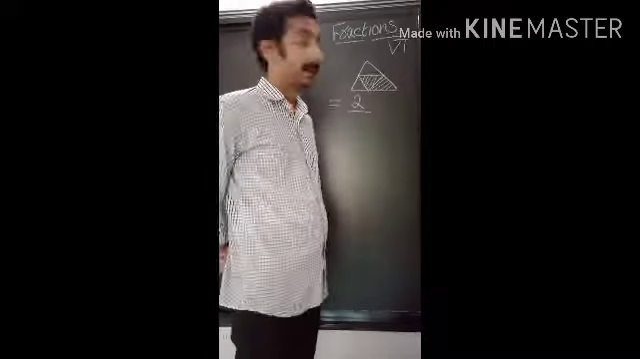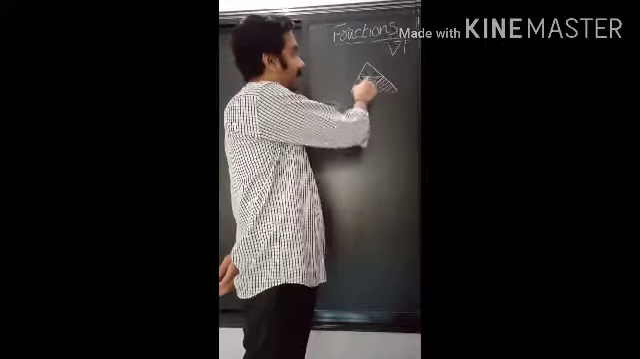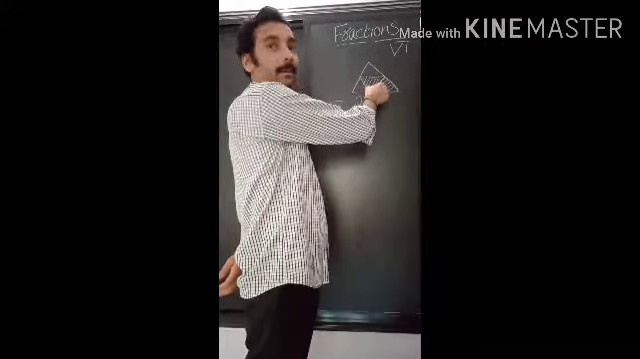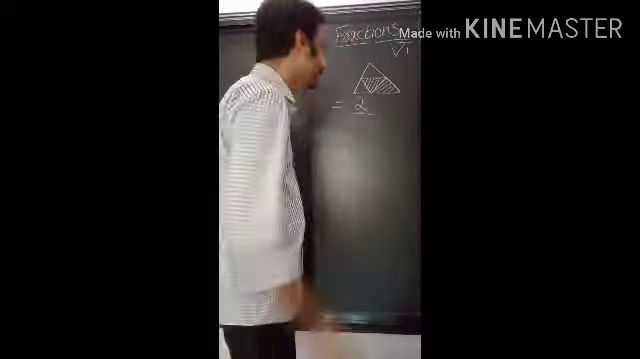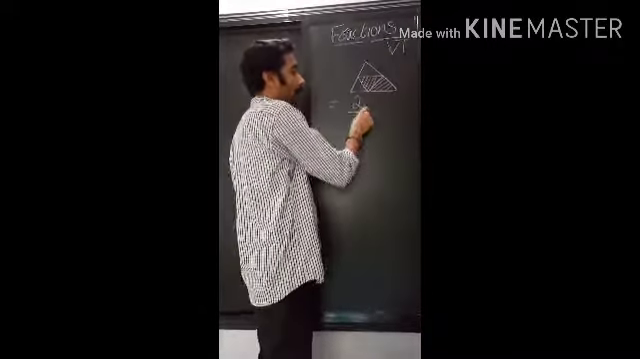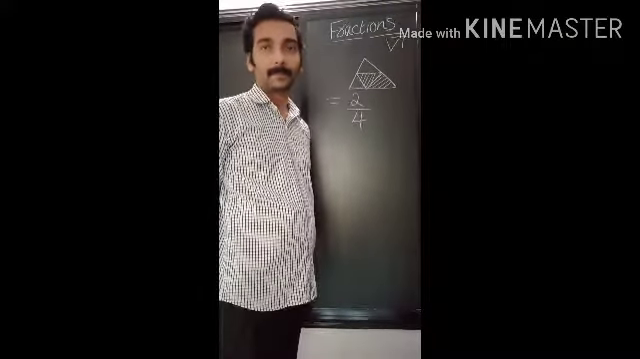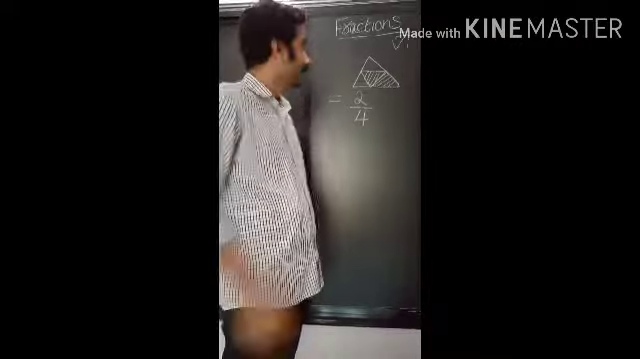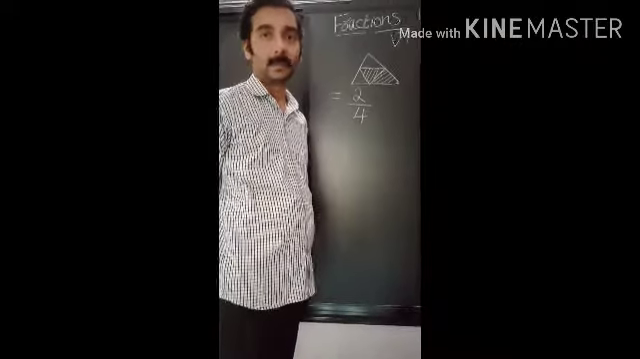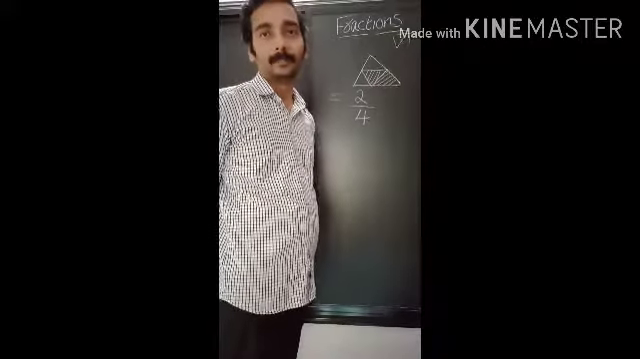Total parts: 1, 2, 3 and 4. How many total parts? 4. That is 2 by 4. Clear? Okay. This is the first example. Okay. The other examples you write in your notebook. Okay.